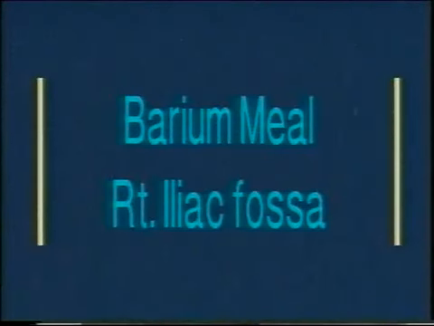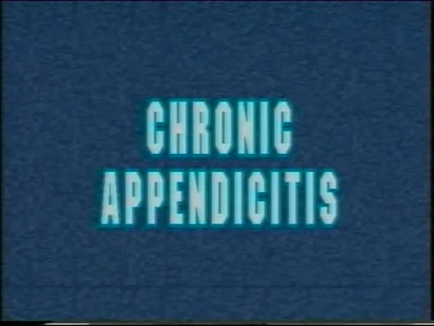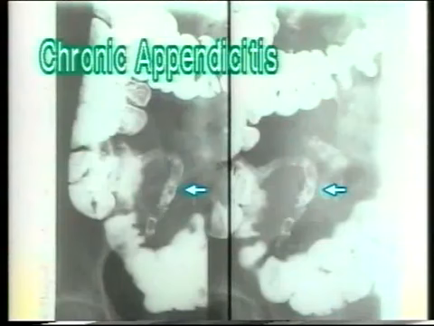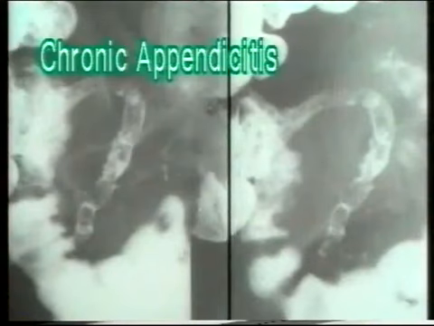Barium meal for the right iliac fossa to study the cecum and the appendix. Chronic appendicitis. A barium meal or even a barium enema may be utilized to study the appendix. Persistent non-filling of the appendix is very suggestive of chronic appendicitis, though not diagnostic. Note this appendix. It has a thin and irregular lumen. Multiple filling defects due to fecoliths and irregular mucosal outline are both suggestive of chronic appendicitis.